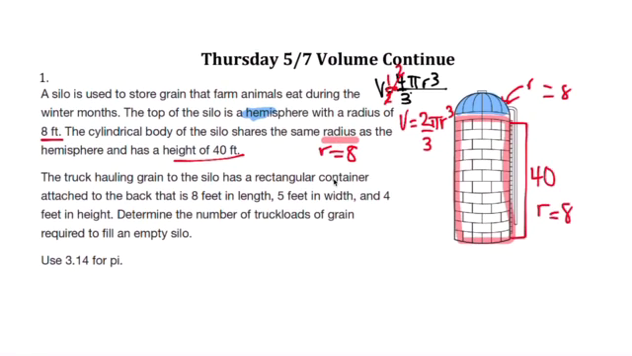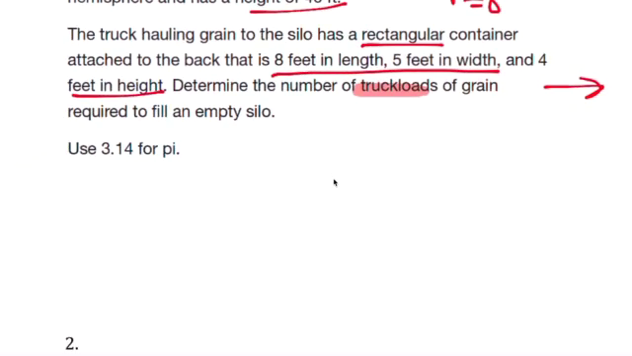A truck hauling the grain to the silo has a rectangular container attached to the back that is 8 feet by 5 feet in width and 4 feet in height. So here's the question: determine the number of truckloads of grain required to fill an empty silo. So how many truckloads it takes to fill this up. Okay, so first we're going to use pi as 3.14.